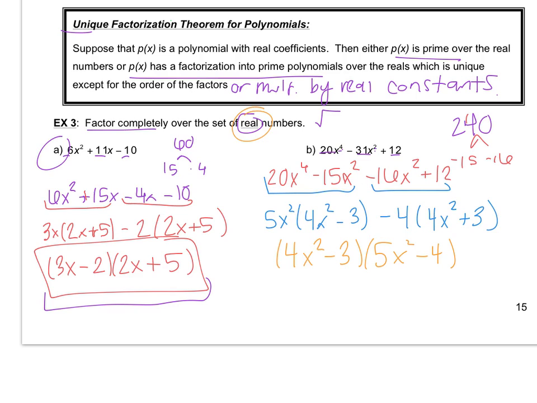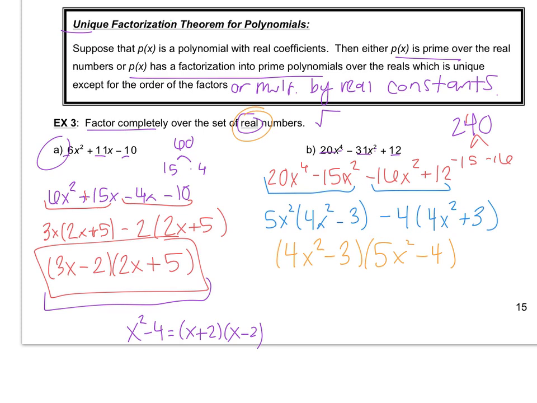But over the real numbers, we can still treat this as a difference of squares. I'll just remind you guys what difference of squares means. When you have, for example, x squared minus 4, that's x plus 2 times x minus 2. So it's the same idea.